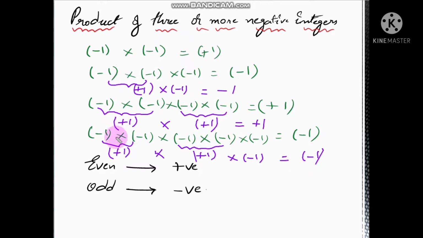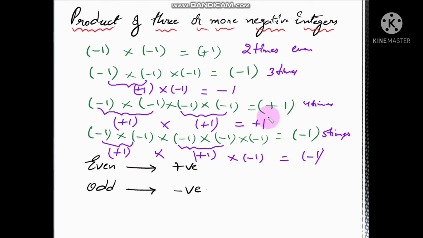So if you observe here clearly, here we are multiplying minus 1 for 2 times. That means even number of times. And here we are multiplying it for 3 times. Here 4 times. Here 5 times.